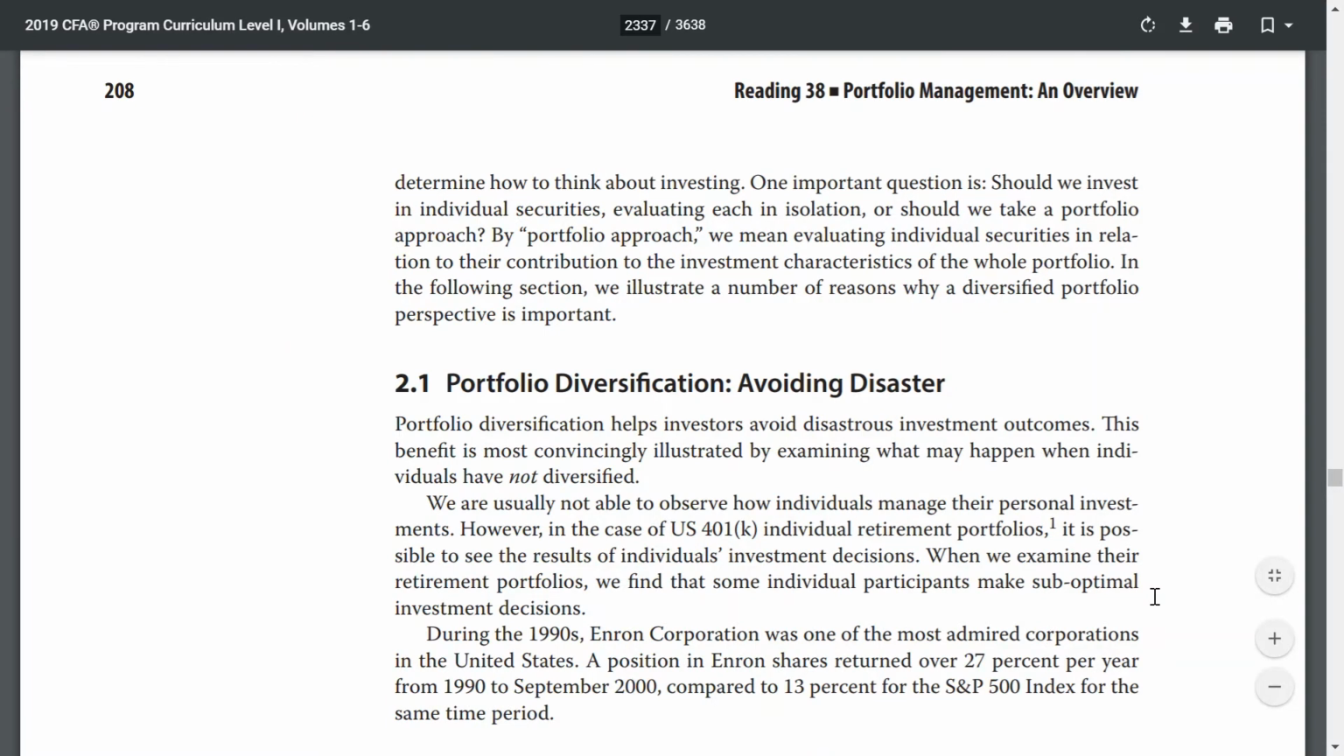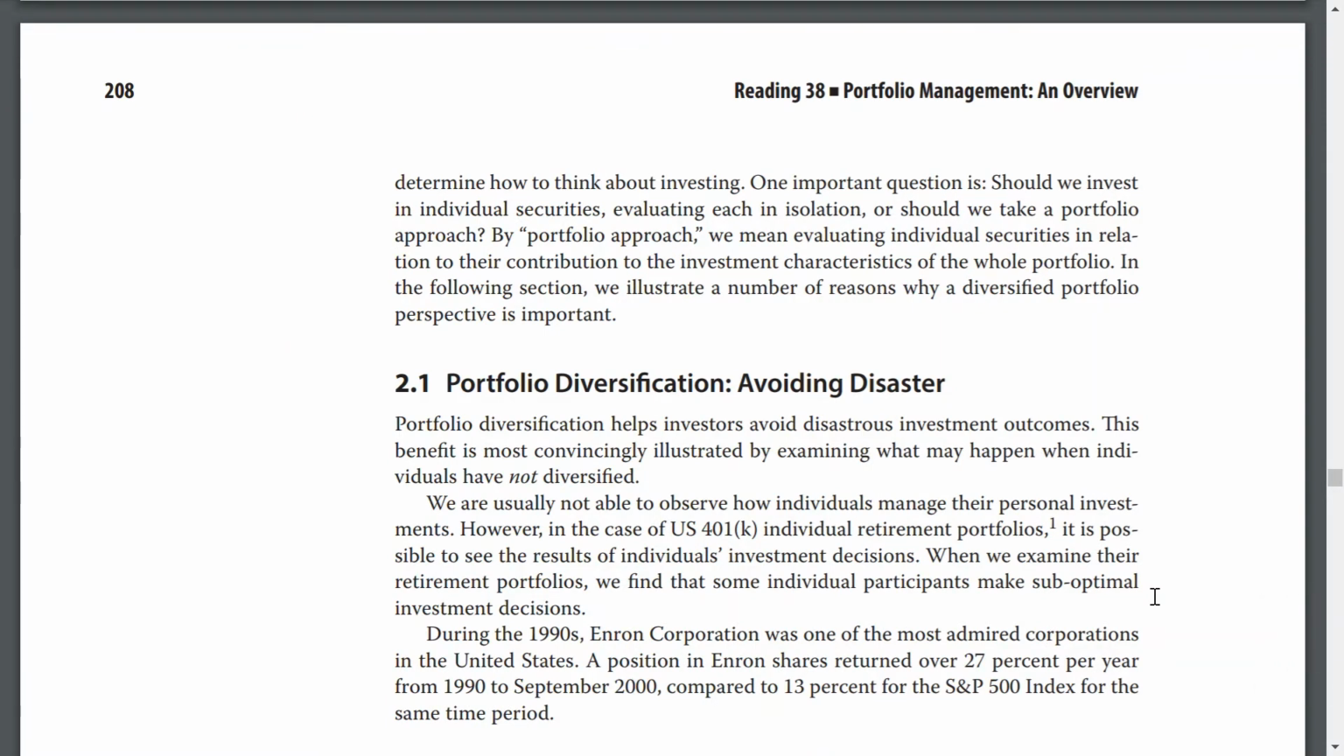One important question is, should we invest in individual securities, evaluating each in isolation, or should we take a portfolio approach? By portfolio approach, we mean evaluating individual securities in relation to their contribution to the investment characteristics of the whole portfolio. In the following section, we illustrate a number of reasons why a diversified portfolio perspective is important.